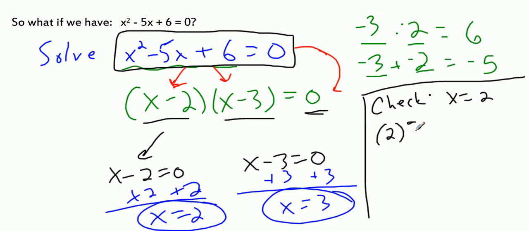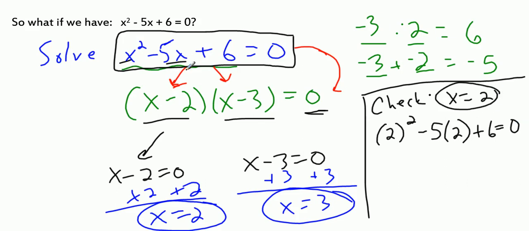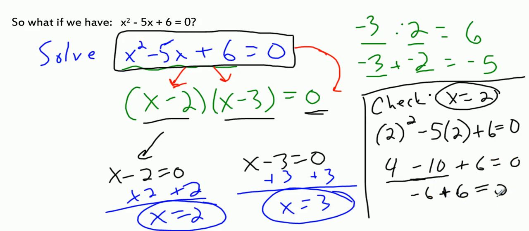2 squared minus 5 times 2 plus 6 should equal 0, right? I just took the x equals 2 here and put it into these x's. Okay. Well, what's 2 squared? That's 4. 5 times 2 is 10, so 4 minus 10 plus 6 should equal 0, right? 4 minus 10 is -6. And what happens if you add -6 plus 6? You get 0, right? And that's our check that it worked.